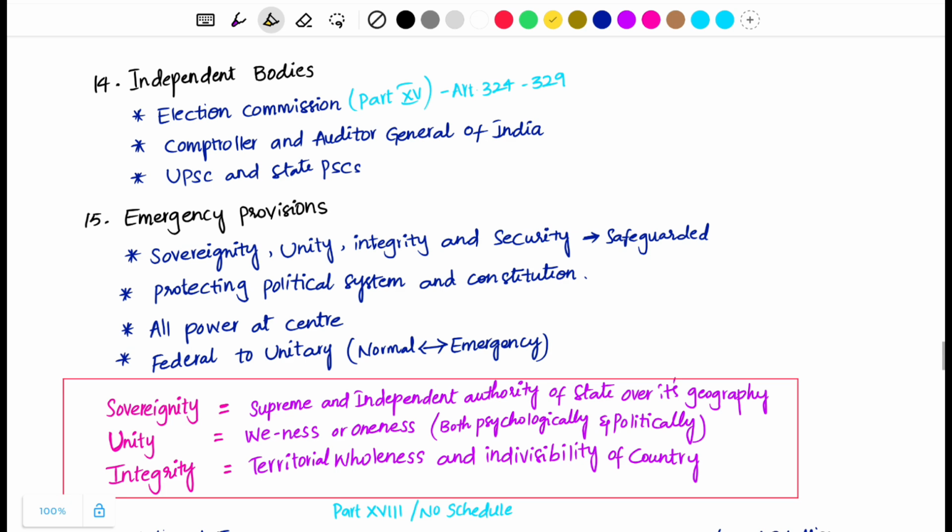We have the Comptroller and Auditor General of India. The Comptroller and Auditor General of India is the guardian of the public purse in this country. The CAG examines and audits the accounts of the state and the central government for propriety. There is also the UPSC, Union Public Service Commission, and the State Public Service Commissions. Both the UPSC functioning at the center and the State Public Service Commissions functioning at the state level conduct the examinations for the recruitment of the All India services and also the state cadre services in the state.